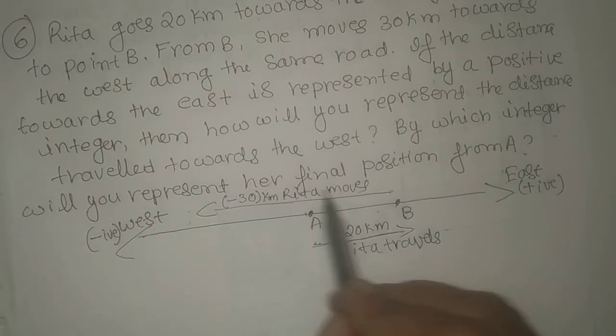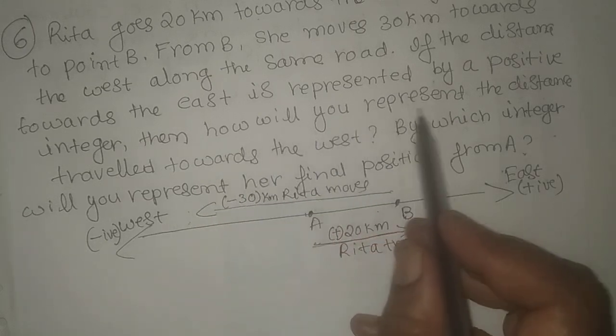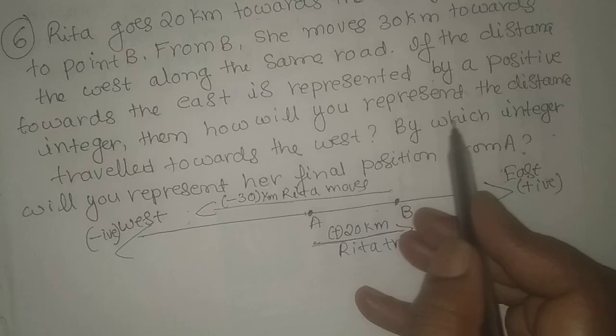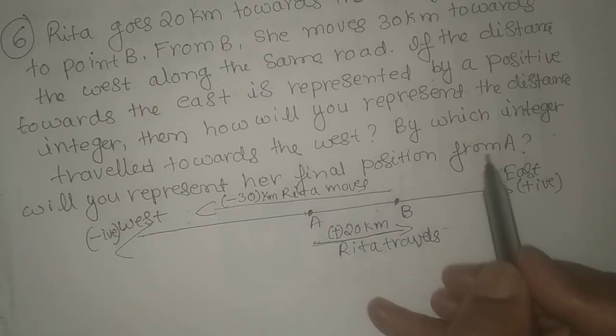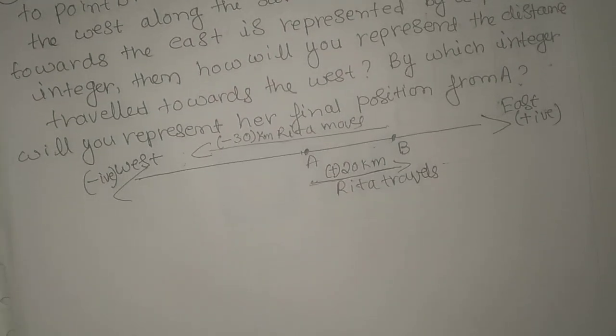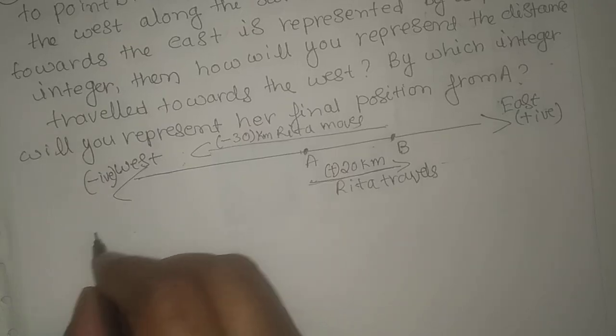So a positive integer is considered as towards east, negative is considered as west. Then how will you represent the distance traveled towards the west? By which integer will you represent our final position from A? So we have to find out what the final position is. First we will write down some data.